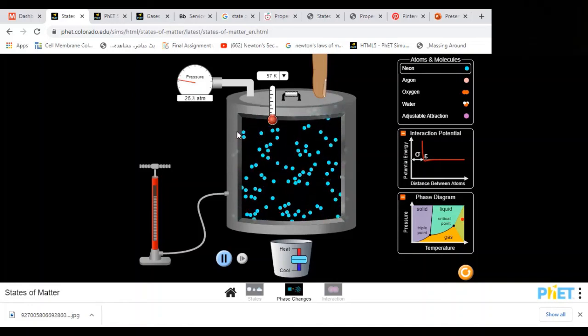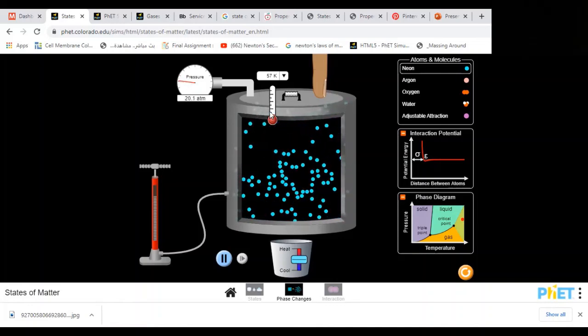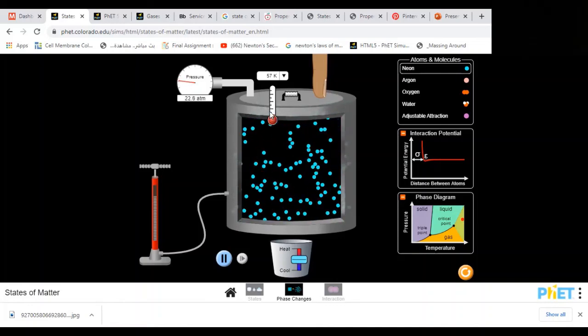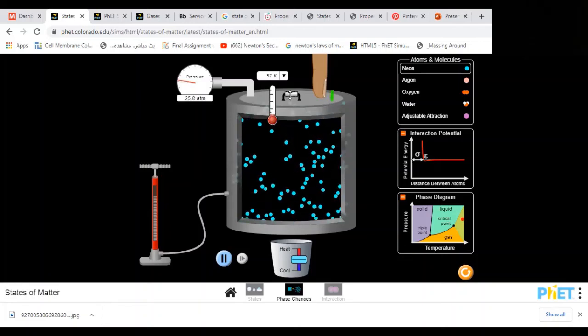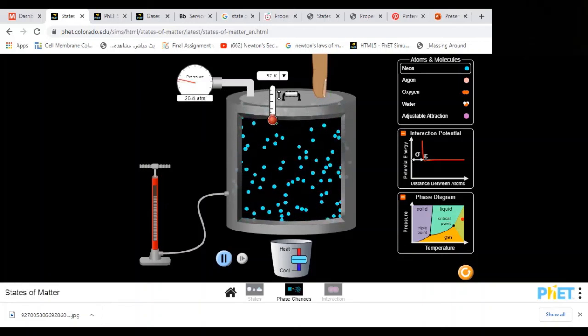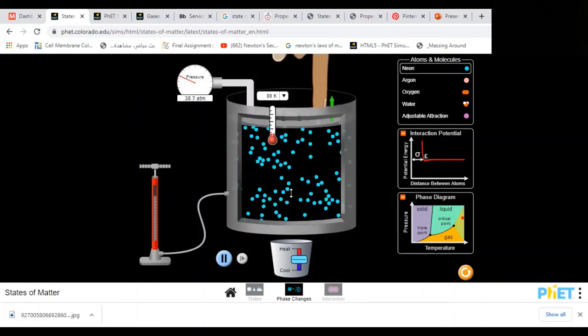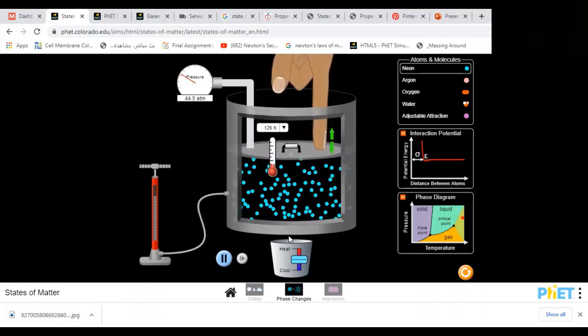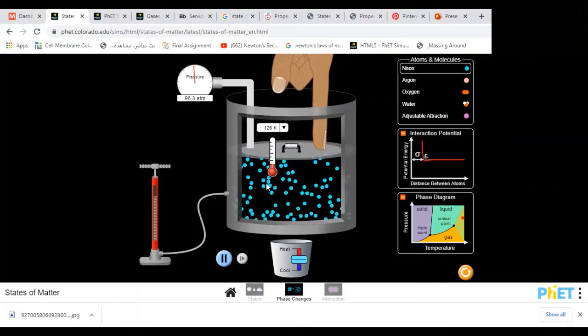This means that they are opposites. Increasing volume, decreasing pressure. Decreasing volume, increasing pressure. So they are opposite. Are they directly or inversely proportional? Exactly, they are inversely proportional.